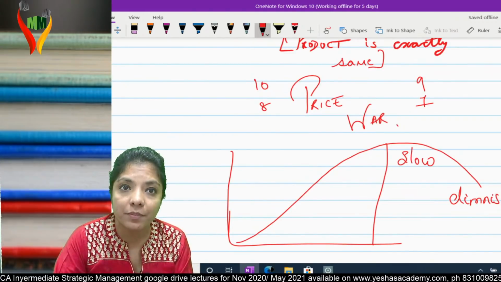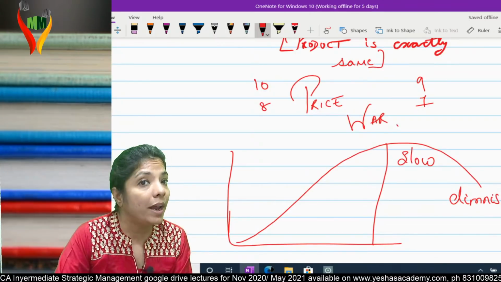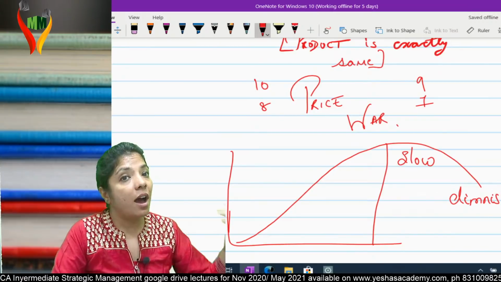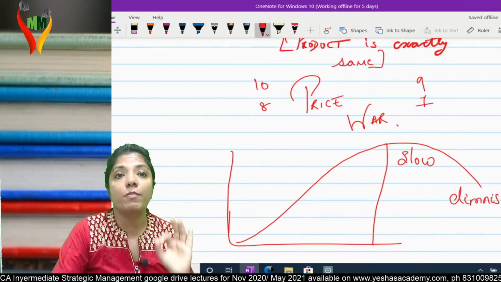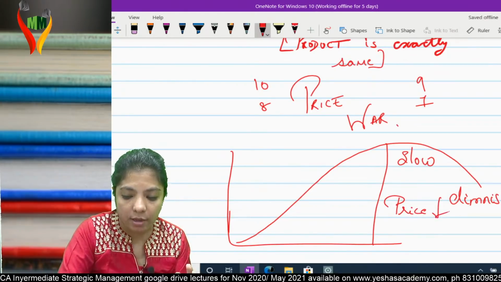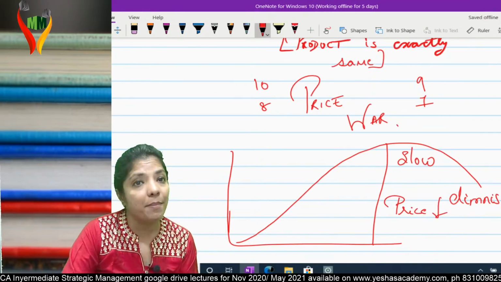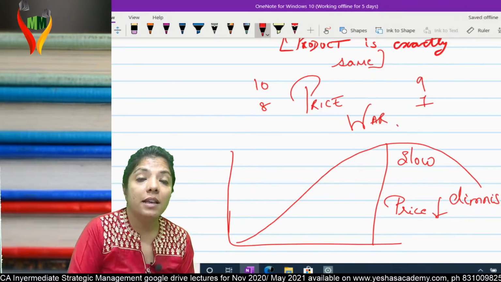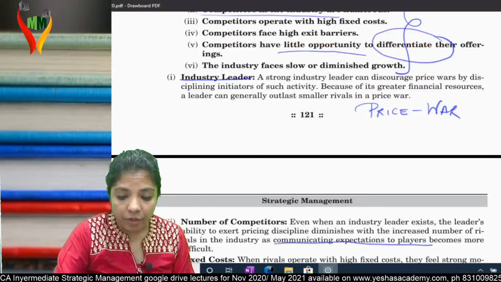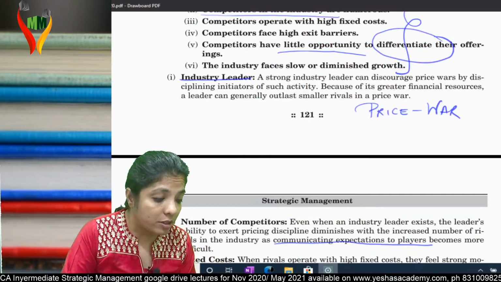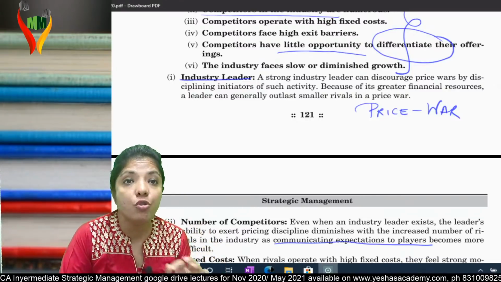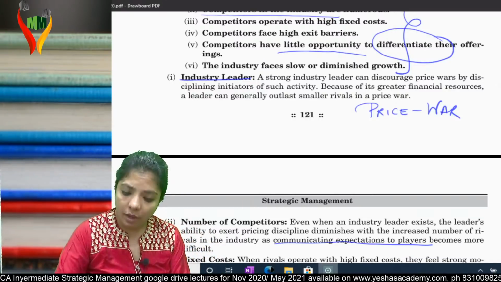I hope you're getting my point. In that case, what will I do? Simple. I will do everything so that customers stay with me and don't go to my competitor. That means I will reduce the price of my product to attract the customers. Am I clear? Any point till here? So these are the 6 points which lead to price war. Am I clear?